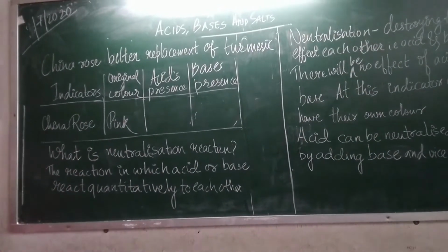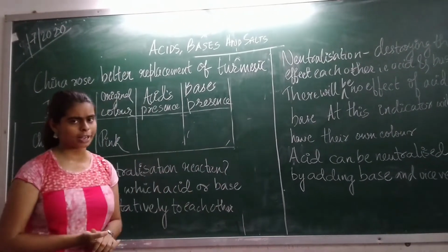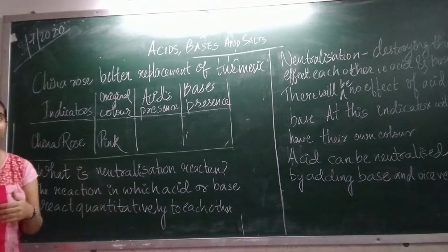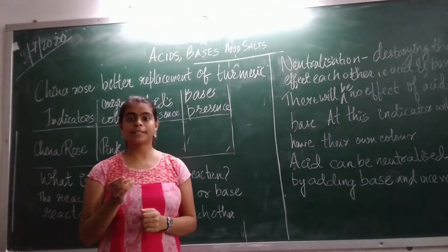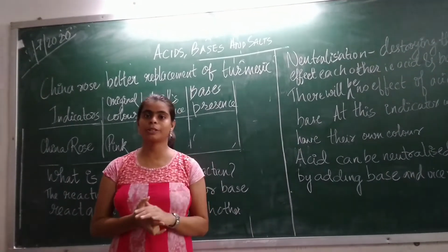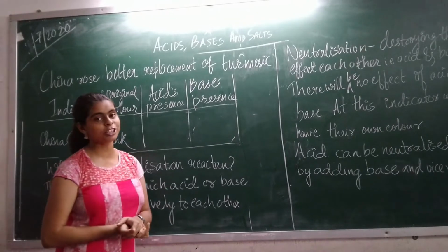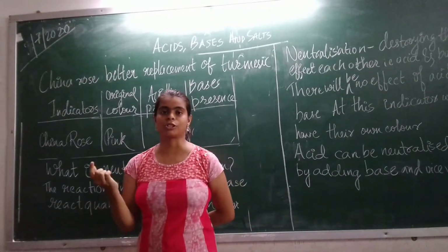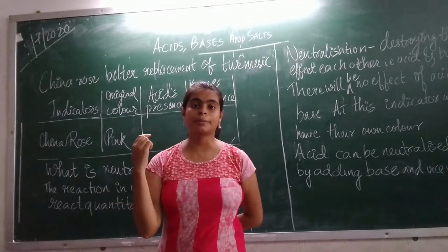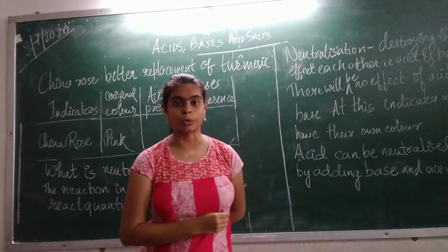Now tell me, what will be the better replacement of turmeric and phenolphthalein? We know that they have some drawbacks because they cannot identify the acid, as they don't change their color. So what will be the better replacement? The better replacement for phenolphthalein is methyl orange, because methyl orange has its own color orange, and in presence of acid it changes to red, and in presence of base it changes to yellow. And for turmeric, there is also a better replacement, and that is China rose.